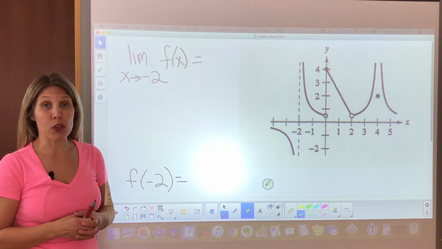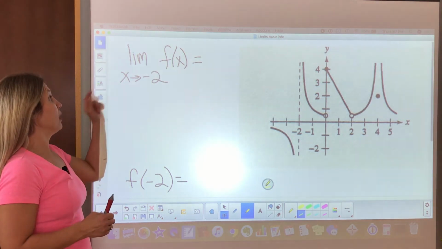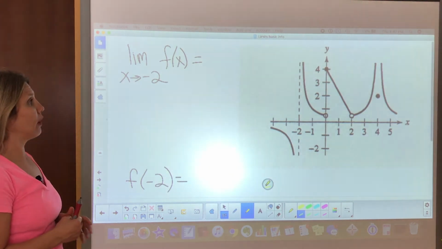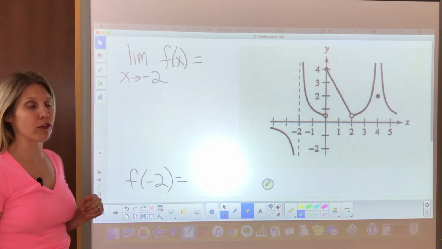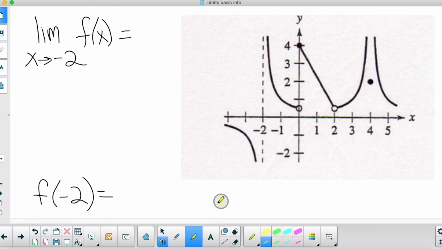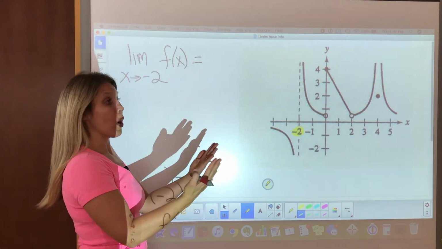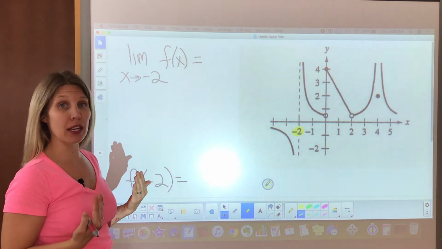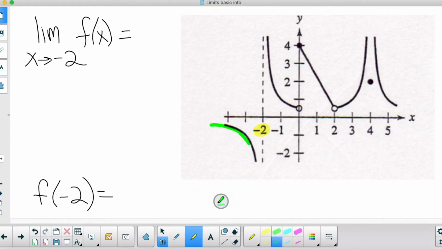Let's try an example with a graph. This problem states the limit as x goes to negative 2 of f of x, which is represented in our graph over here. So the first thing, let's find where x is negative 2. There's x at negative 2. Now I need to see what part of the function or the graph is on the left side of negative 2. That would be this line right there.